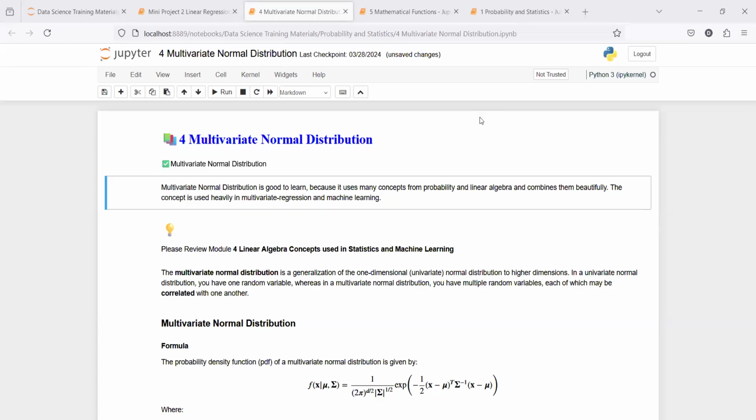Hello, welcome to section 4, multivariate normal distribution.